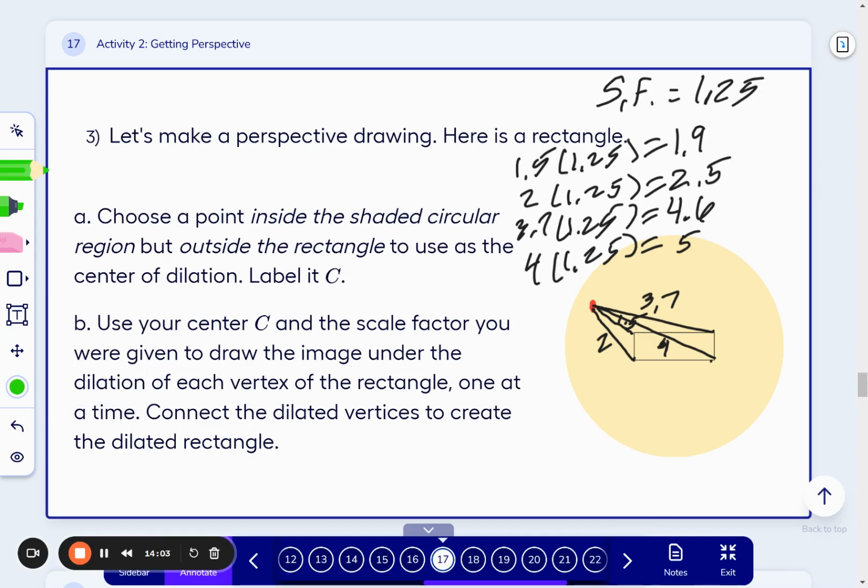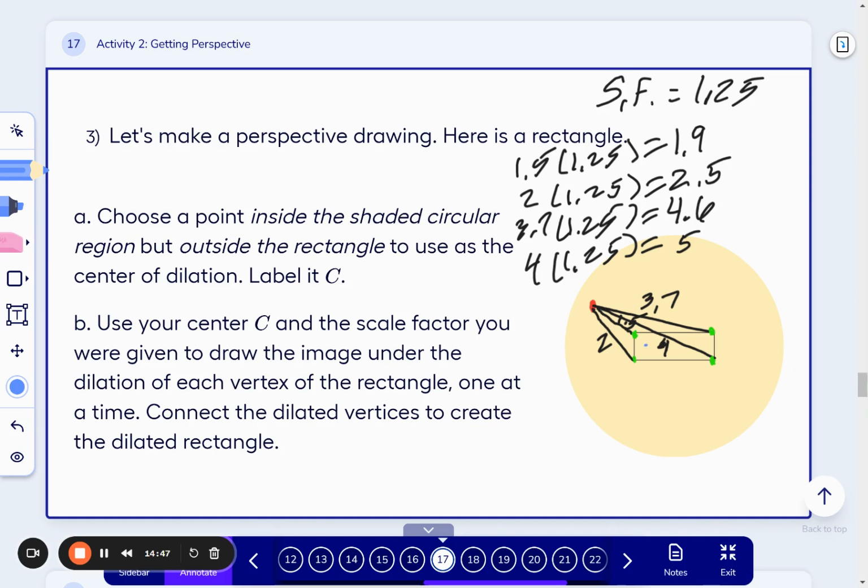Now what I'm going to do is I'm going to come back in. So I'm going to start here at 1.5, line it up, make sure that it lines up. Oops, sorry. Hand touched the screen. Make sure that I line up with the vertex. Each vertex has to be lined up through the red dot to your new point. We'll make our new points blue. So it would be 1.9. So that would be right about there.